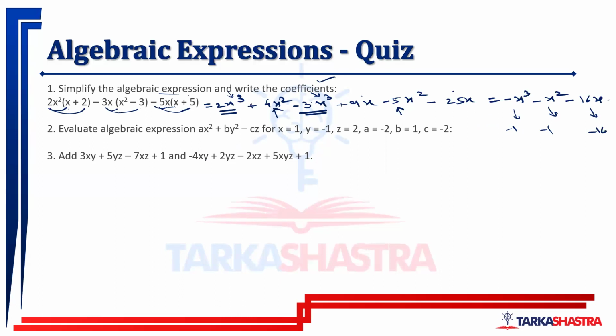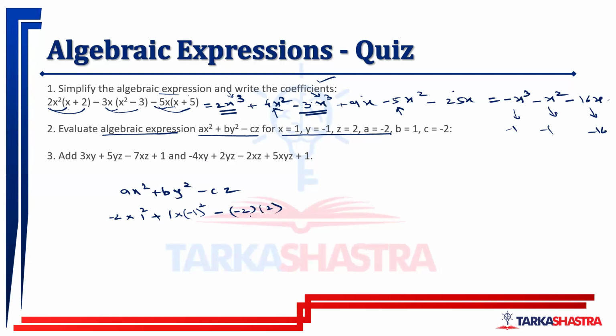Okay. Next, evaluate the algebraic expression ax square plus by square minus cz for these values. Okay, so ax square plus by square minus cz. So what is the value of a? Minus 2. What is the value of x? 1 and its square. What is the value of b? 1. What is the value of y? Minus 1 square. Then value of c is minus 2 and value of z is positive 2.